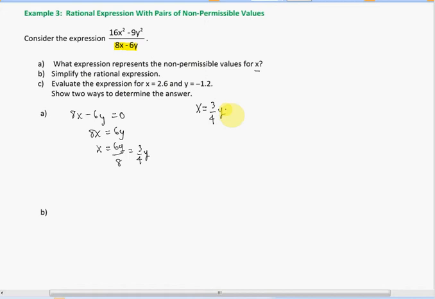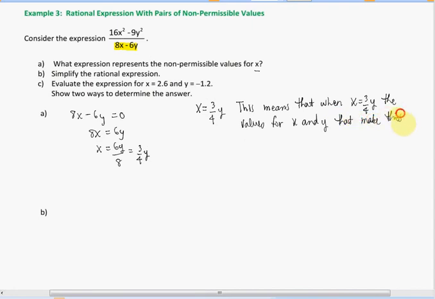Okay, so this means that when x equals 3 over 4y, the values for x and y that make the statement true are non-permissible.